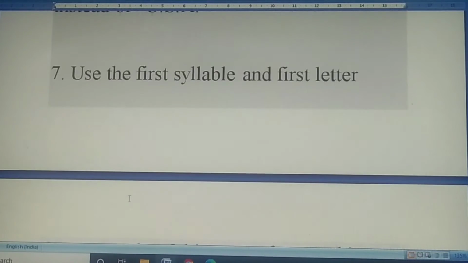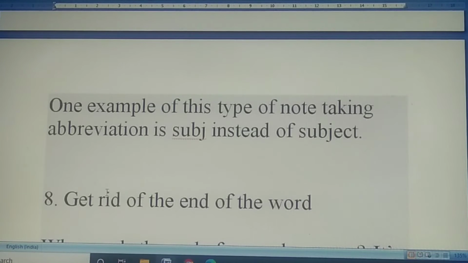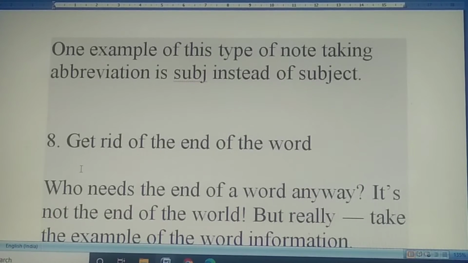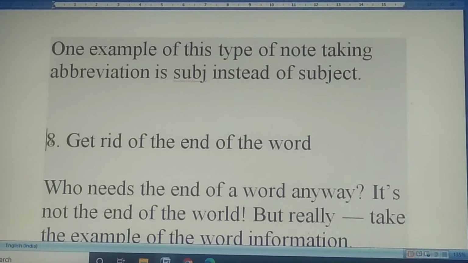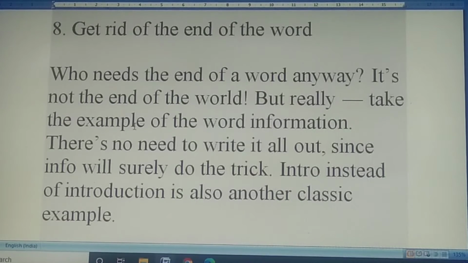Use the first syllable and first letter. One example of this type of note taking abbreviation is subject: SUBJ instead of subject. But even if you write SUB, some people do write SUB for subject. For example, most of the time I write SUB. It is understood. What is it? Subject. So get rid of the end of the word. Who needs the end of a word? Anyway, it is not the end of the world.